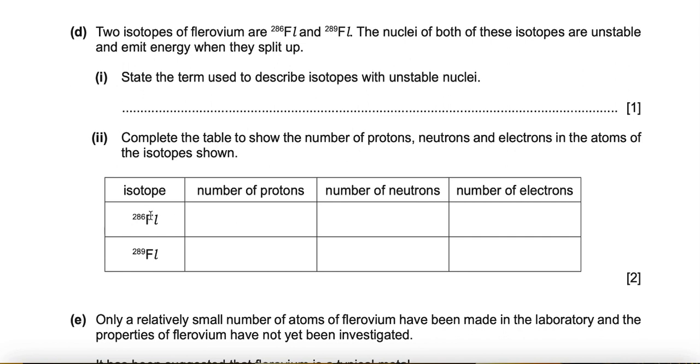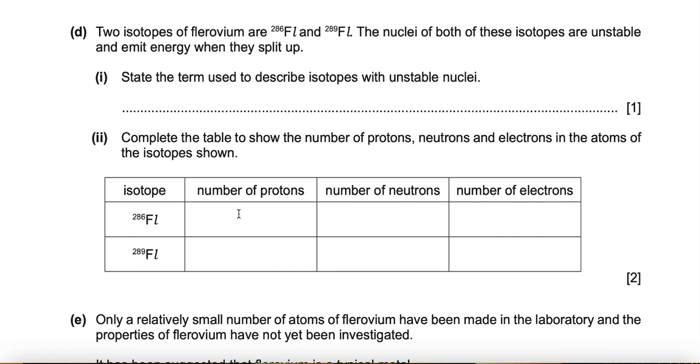Okay, this one is giving their mass, because this is the same Flerovium 114. So what will be the number of protons? It will be 114, right? Here we have 114. This is their mass. The number of protons will be 114 because it's the same as the atomic number.